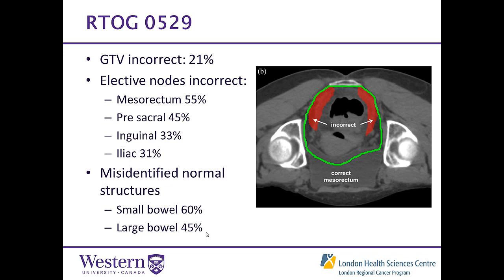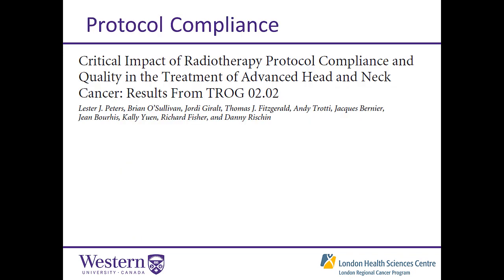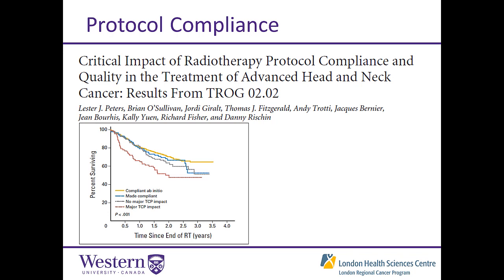And we also know that if our plans don't comply with protocols, outcomes are worse. We see that in this analysis of the TROG 0202 trial. They looked at patient outcomes from their trial based on whether the plans were compliant with the protocol. The line in red shows survival for patients whose plans were expected to have a major tumor control probability impact, and those patients clearly have worse survival.